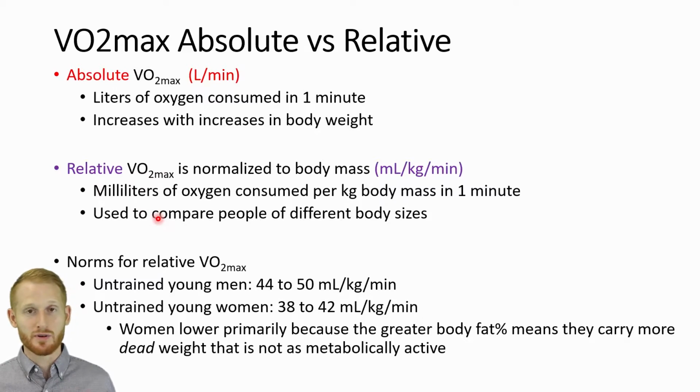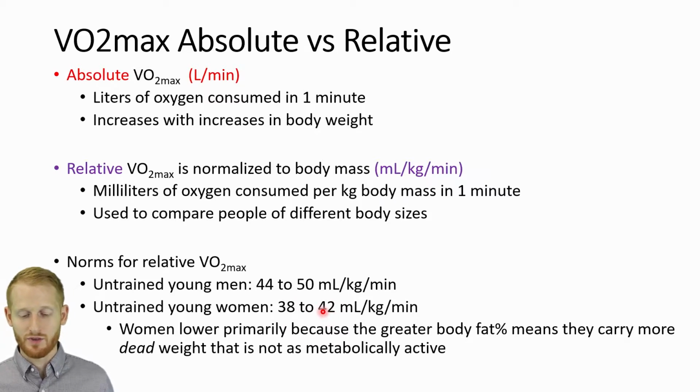So a bigger person, again, is always going to have a higher absolute VO2 max. But when you make it relative to their body mass, it's impossible to say just based on their size who's going to have the higher VO2 max. In this unit here, the relative unit is the one that's more predictive of athletic performance. To give you a few numbers here, an untrained man is typically going to have a relative VO2 max somewhere between 44 and 50 milliliters of oxygen per kilogram of body mass per minute, where an untrained woman is going to be somewhere between 38 and 42. So typically a little bit lower.